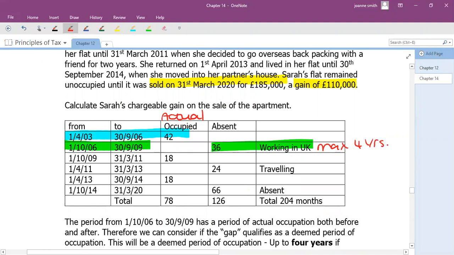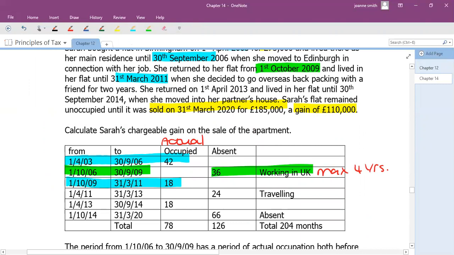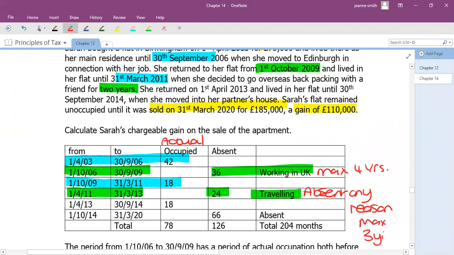So on the 1st of October 09, she moves back in the property, and then she stays there until the 31st of March 11. So we've got another period of actual occupation. So that's 1.5 years or 18 months. Then she decides to go overseas and goes backpacking with a friend for 2 years. So she got 2 years of travelling. Now, a period of travelling will be classed as absent for any reason, and that is for a maximum of 3 years. And she did it for 2, so that's okay.